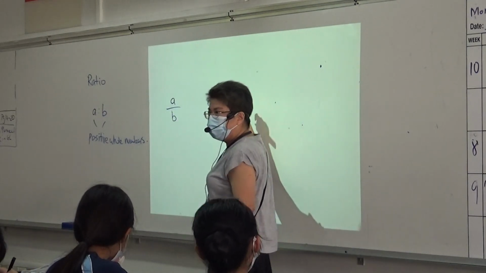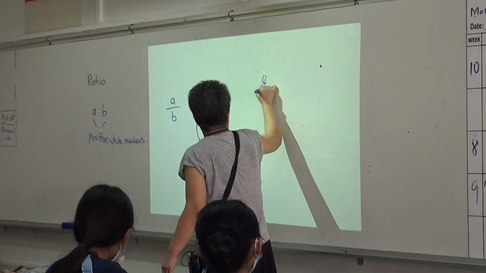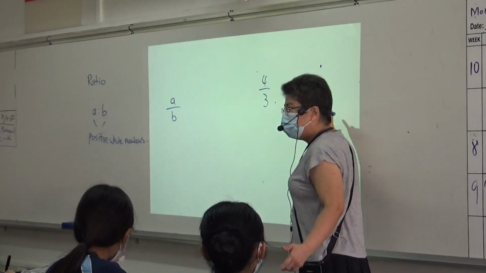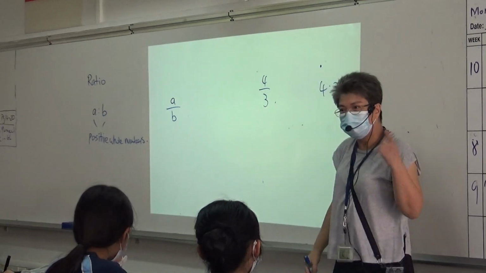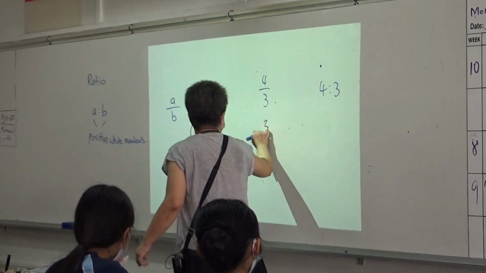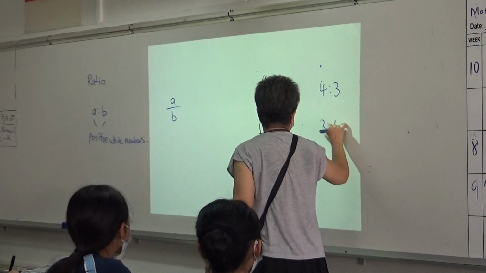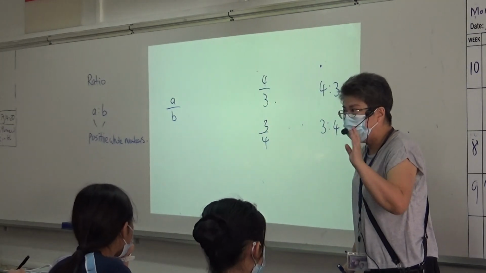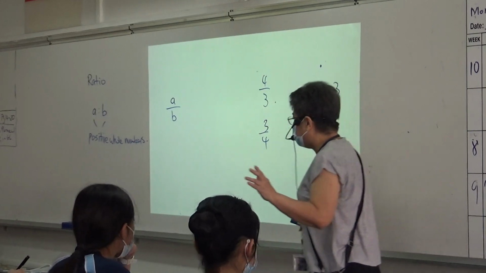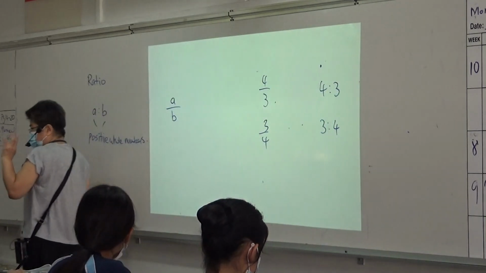For example, all of you look up. 4 over 3 in ratio form is what? 4 is to 3. Understand? And I also want to emphasize that 3 over 4 is 3 is to 4. They are different. It doesn't mean they are the same number. Alright, so this is what we are going to do.